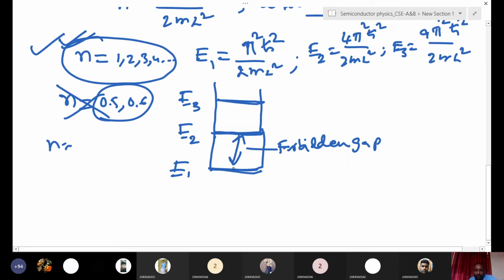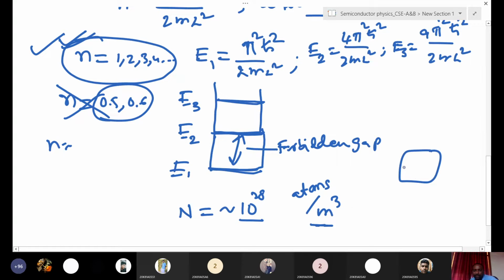Suppose you take one atom. For every atom, how many states are available? How many atoms are available generally in any material per meter cube? About 10 power 28 or 29 atoms per meter cube. If you take any material, that order of atoms, 10 power 28 to 29, are available in a unit volume.